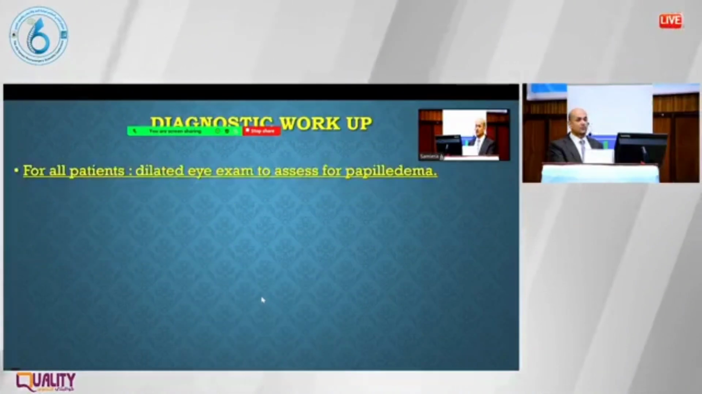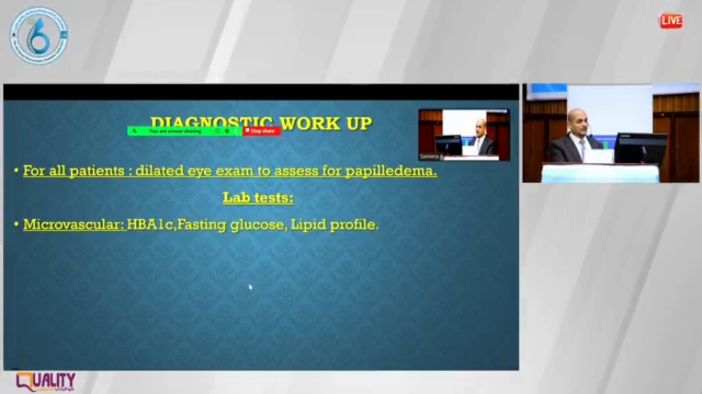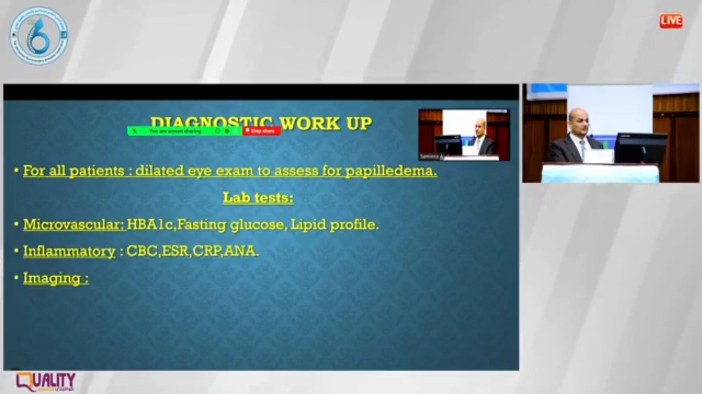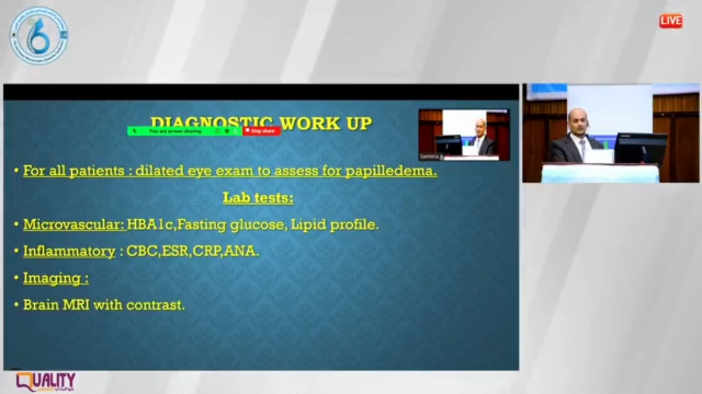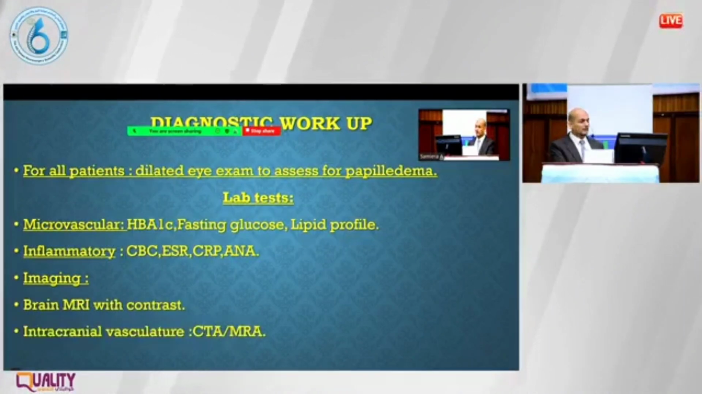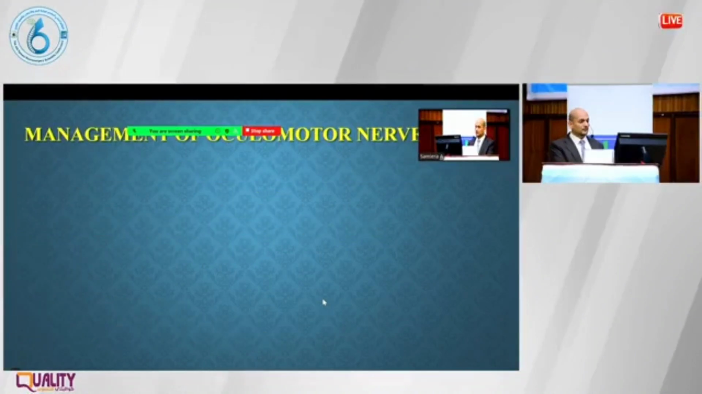So the diagnostic workup for all patients: we need to do a dilated eye examination, and laboratory tests for patients with microvascular or inflammatory diseases. Also we need to do imaging, of course brain MRI with contrast, and for the intracranial vasculature we need CTA or MRA to see if there is any aneurysmal compression.